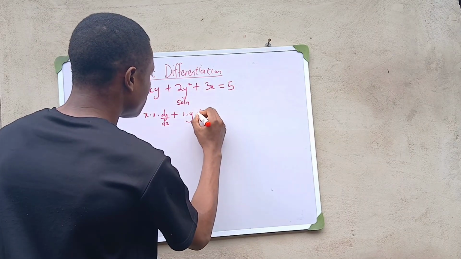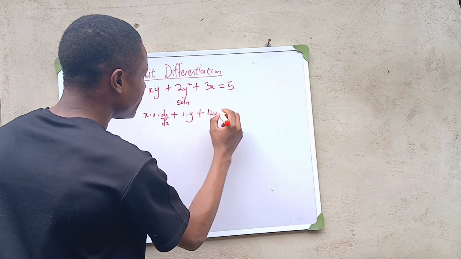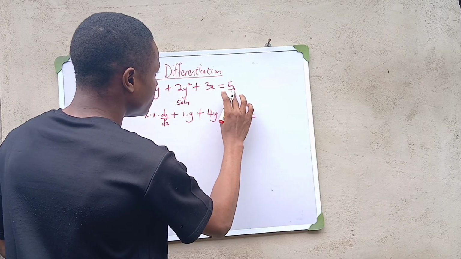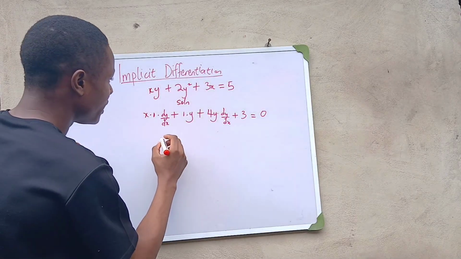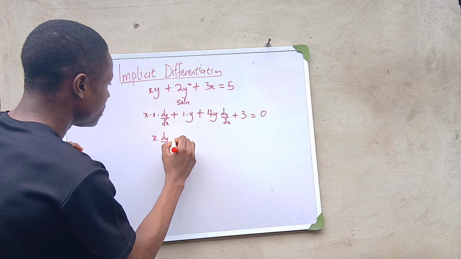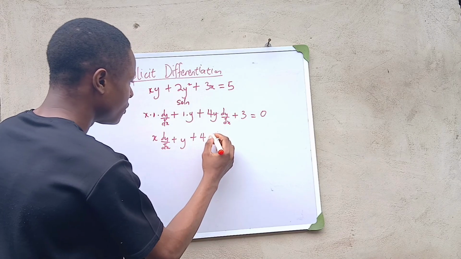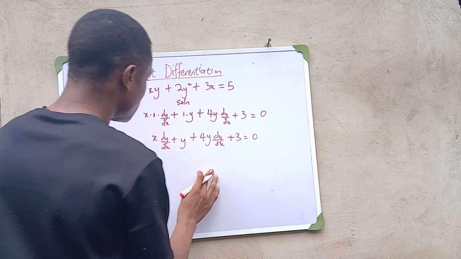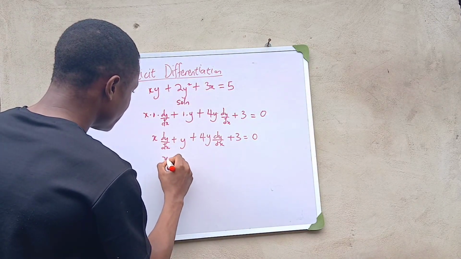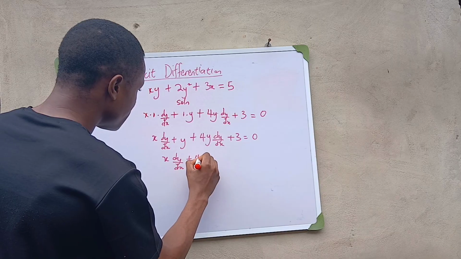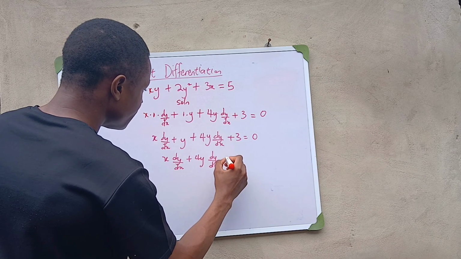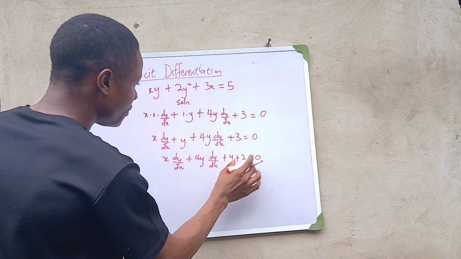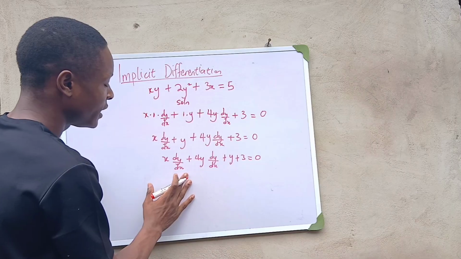So now we have plus differentiating this, we have 4y dy/dx, plus differentiating this, we have 3. This is a constant, so we have 0. So what do we have now? We have x dy/dx plus y plus 4y dy/dx plus 3 equal to 0. So collecting like terms now, we have x dy/dx plus 4y dy/dx plus y plus 3 equal to 0. So we'll take this over here. We'll take this 2 over here and leave these ones with dy/dx on the other side.